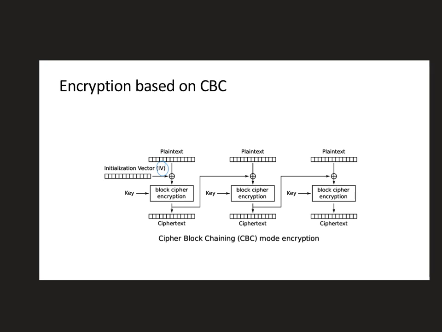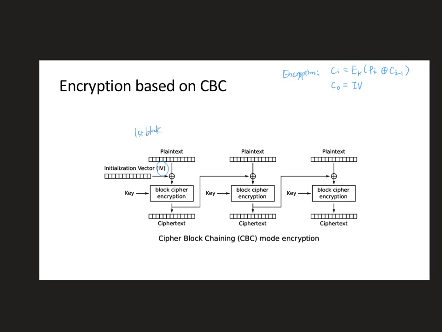If the first block has index 1, the mathematical formula for CBC encryption is: Ci, which represents the ciphertext of the ith block, equals the encryption of Pi, which is the ith block of the plaintext, XOR the previous ciphertext block, and C0 is the IV.